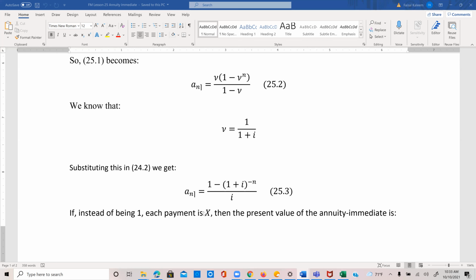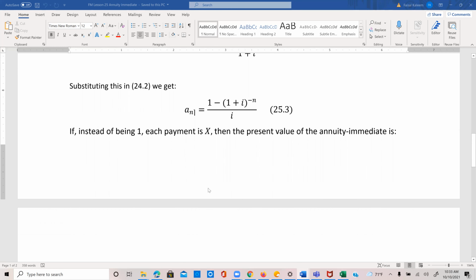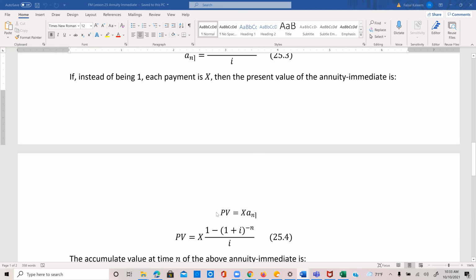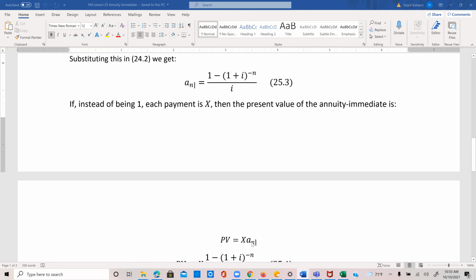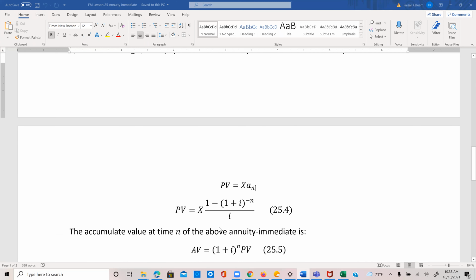So if the payments are each x, then we just multiply this expression by x. And so the present value becomes x times a angle n. And so when you substitute the value of a angle n, the present value becomes this. And 25.4 is the one that we use most commonly.